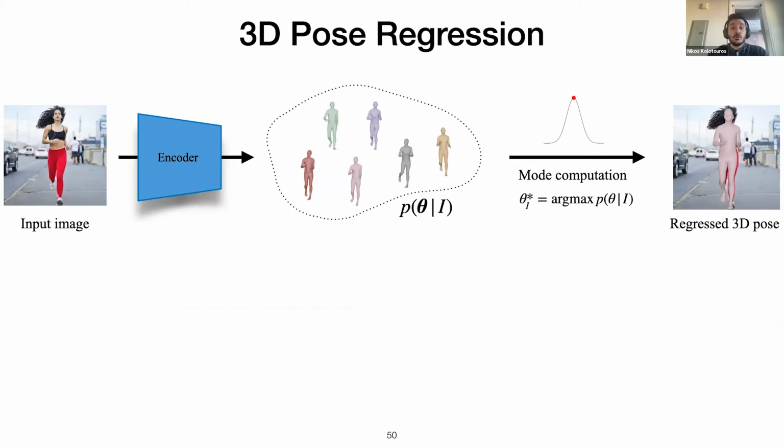Since we can get the mode of the distribution, or in other words, the most likely pose given the image, by simply transforming z equals 0, we can easily compare our model with previous state-of-the-art methods that regress one 3D pose. We evaluate on different benchmarks, and we perform comparable or better than the related regression methods.